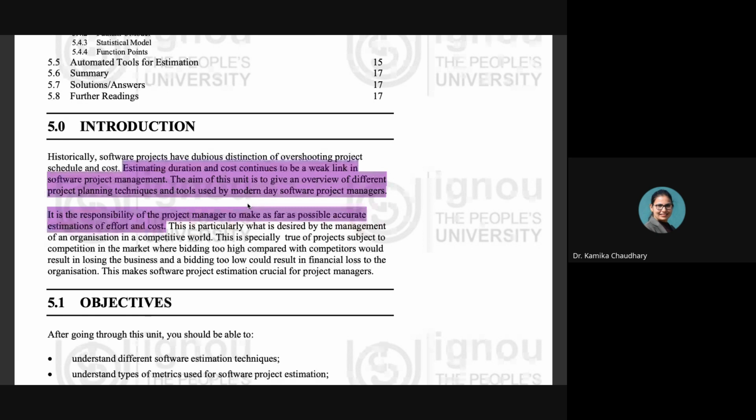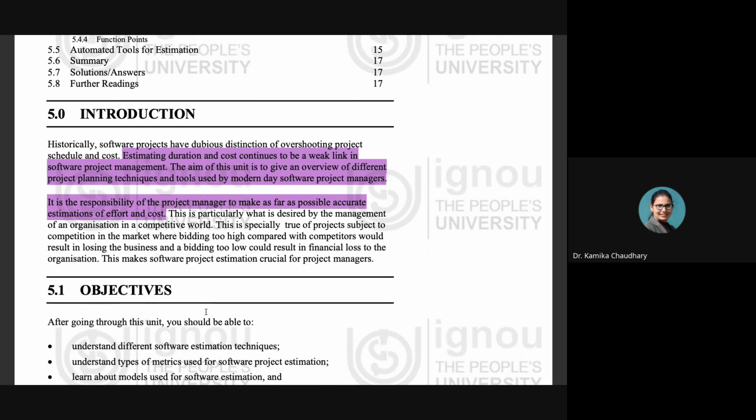So that is what we are going to learn in this unit: what are all the techniques and what are all the models present for software project managers in order to make the estimate of all these things, right? Before that, we are also going to learn about the various metrics that are used in order to calculate these efforts and cost. Obviously there will be a requirement of certain measures and metrics which will be used for the calculation purpose, right?